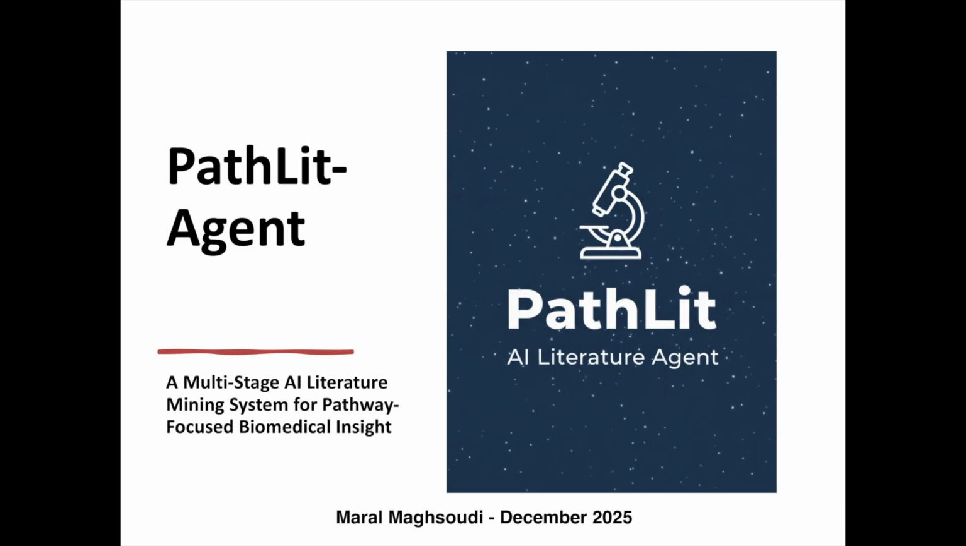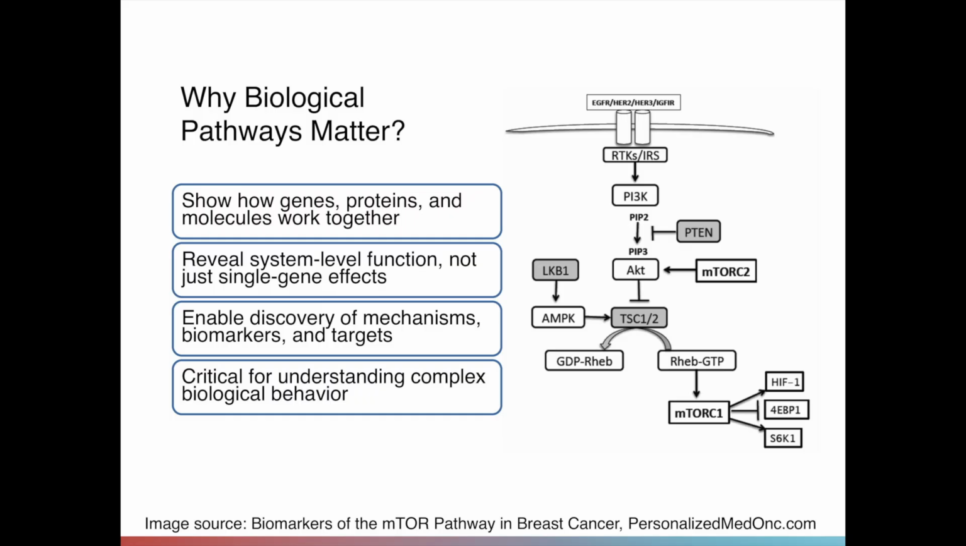PathLit-Agent is an AI system for automated biomedical literature mining with a focus on pathways. I will walk you through the motivation behind this work, the system design, and how PathLit-Agent supports efficient discovery in bioinformatics and disease research.